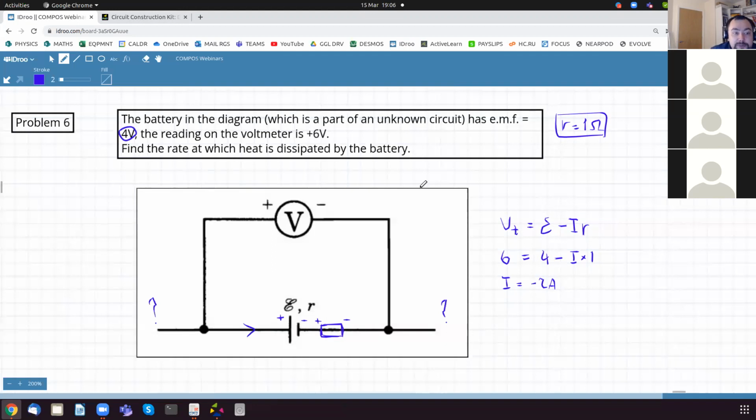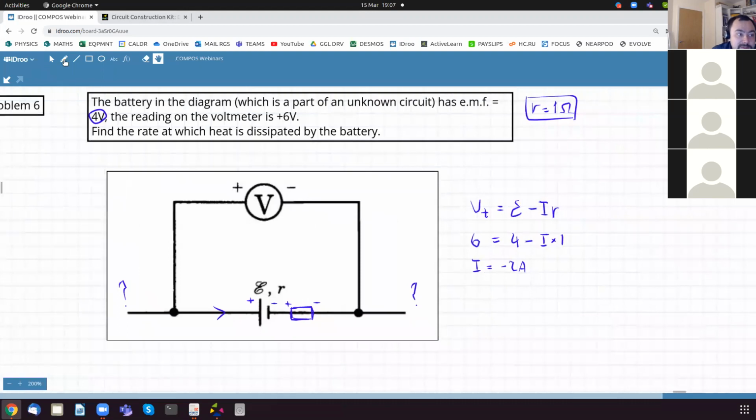And then find the rate at which heat is dissipated by the battery. This is the power dissipated on the battery. And the power is I squared R, which is 4 times 1, which is 4 watts. Now, it's a very simple question. It's just the concept that the current is flowing backwards is quite surprising, but it's that.